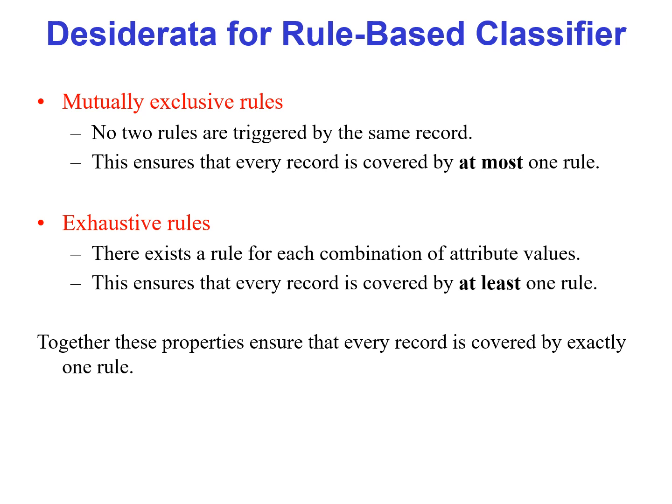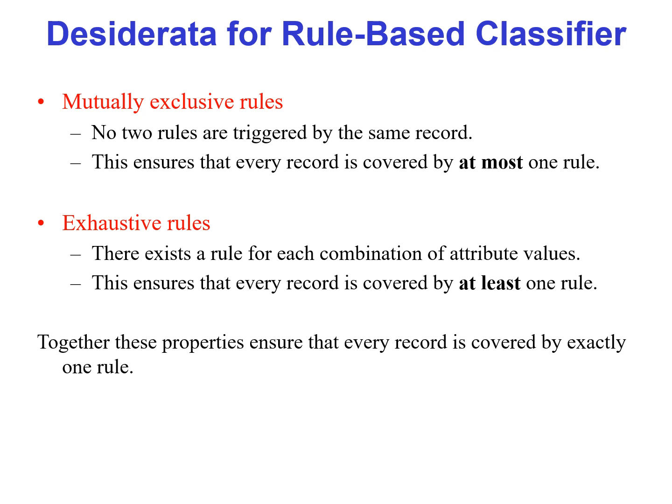So mutually exclusive rules means no two rules are triggered by the same record. In operating systems we have this kind of property, right? What are the properties in operating systems? Four properties: no preemption, hold and wait, mutual exclusion, etc. We studied that, right? So same thing. Here, no two rules are triggered by the same record. This ensures that every record is covered by at most one rule. So these conditions we have to impose to avoid conflict.